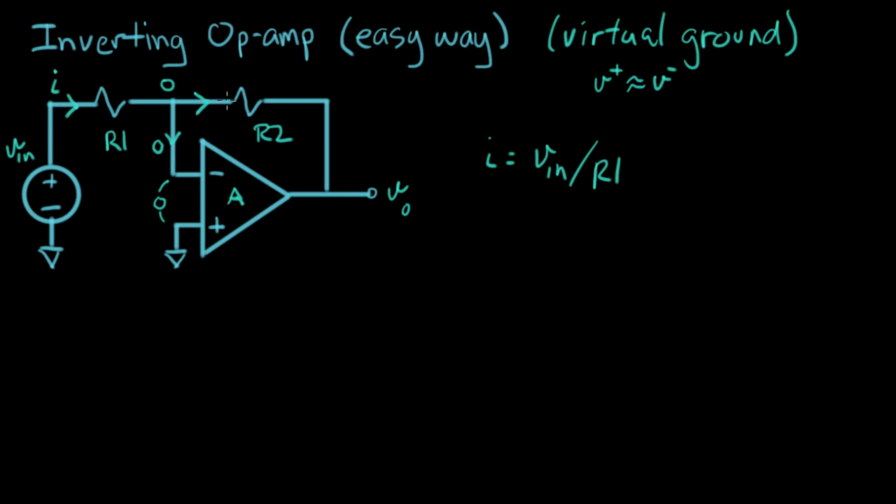So let's write an expression for I going through R2. And we need to know the voltage on each side of R2. Well, this side is V out. And this side, again, we get to use this 0. So I through R2 equals, let's get the sign right. So the current's going in this way. So this is the relatively positive side, and this is the negative side. So I is 0 minus V out divided by R2.